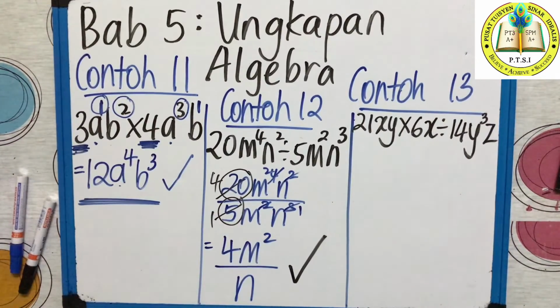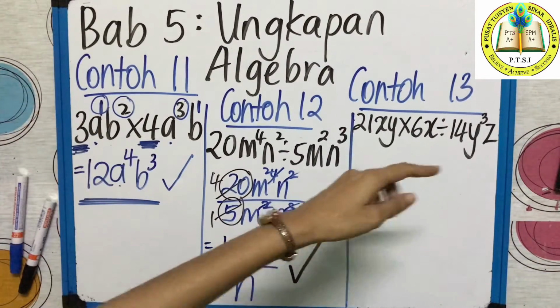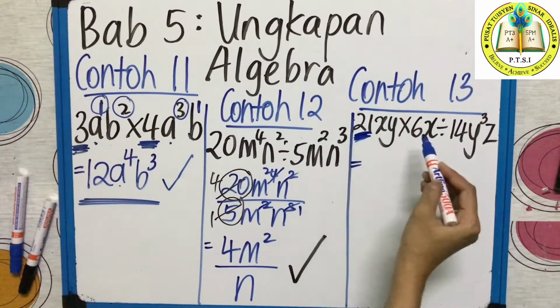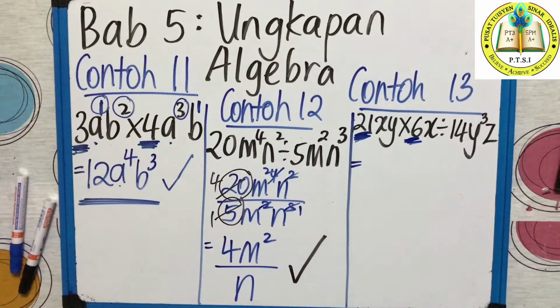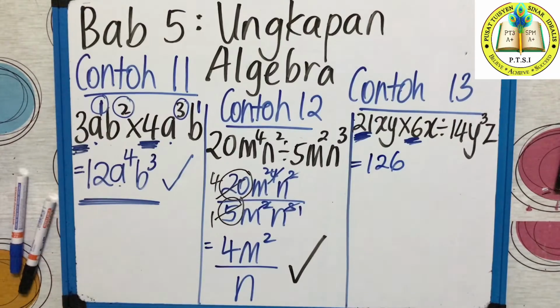Now we go to the final question. Contoh 13. Contoh 13 ada gabungan. It's a combination. Ada darab, ada bahagi. So you follow accordingly. So teacher do darab first. First number. 21 times by 6. What do you get? 126. Kamu dapat 126.